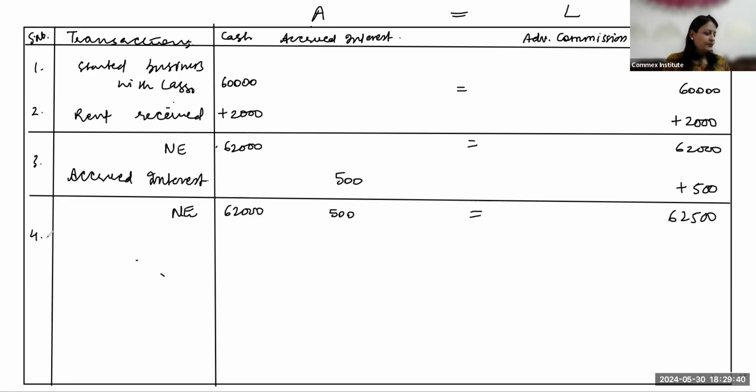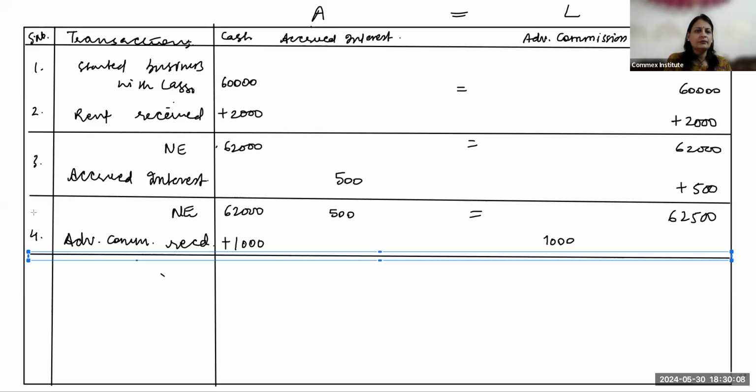Fourth equation, advance commission received. Advance commission received is 1,000. Because it has been received, my cash will increase and a liability column will be created, 1,000, because it is advance commission. It relates to the next year, though I have received it this year. That doesn't make it this year's income.